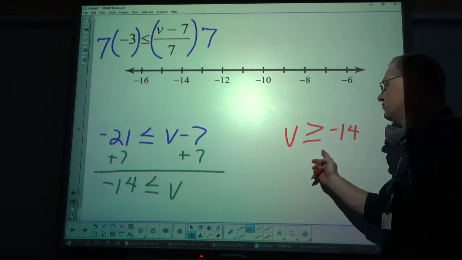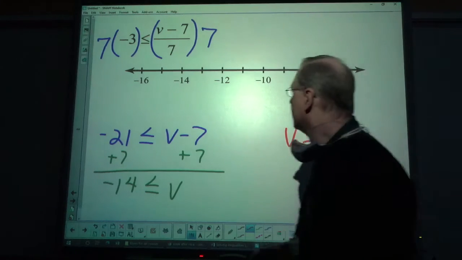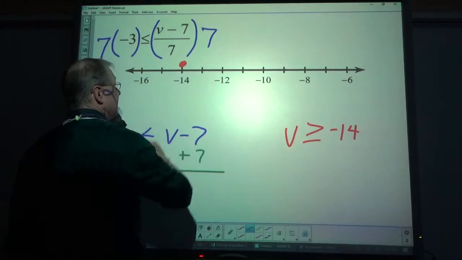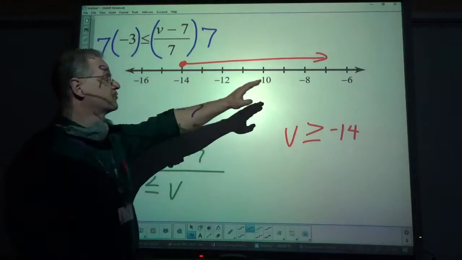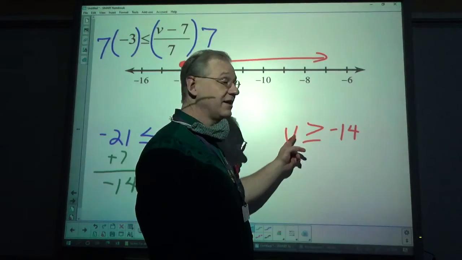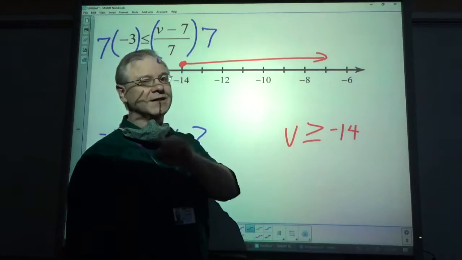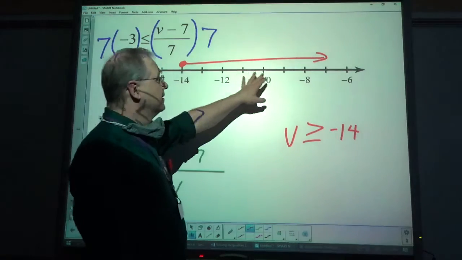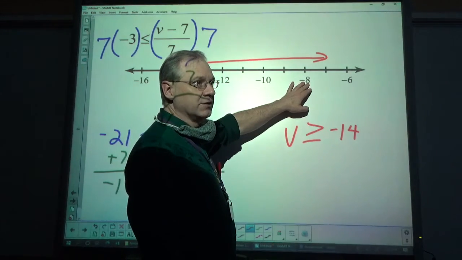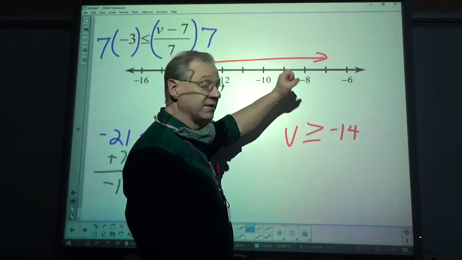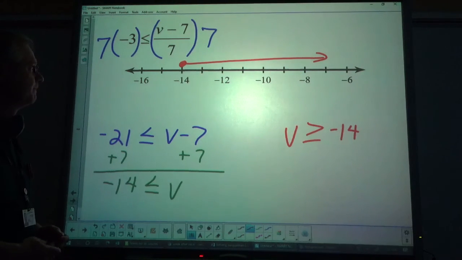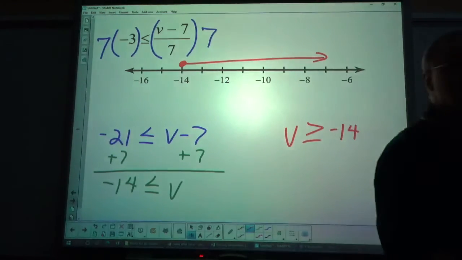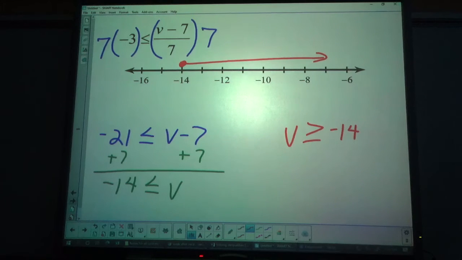Now when you have the or equal to, you're going to fill in that dot above the number. So I'm going to put a solid dot above the negative 14, and the arrow is going to the right in this case. Now if you weren't sure, try a number on this end, negative 8. Is negative 8 bigger or equal to negative 14? That's a tricky question. The smaller the number is without the sign, the bigger its value compared to one that has a bigger absolute value. The negative 8 is closer to 0 compared to the negative 14, so therefore it is a larger value. So it's a little tricky there.